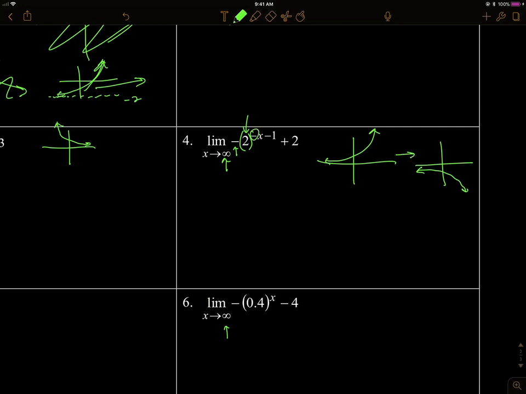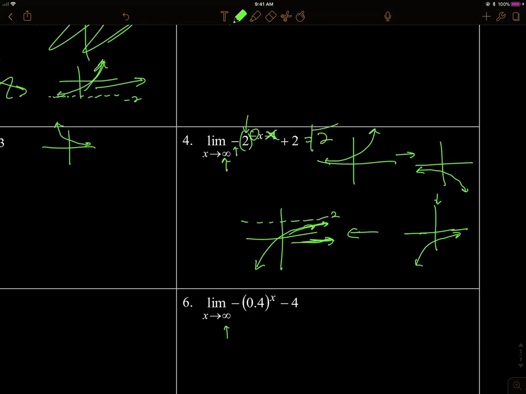This negative sign means I now reflect it horizontally, so now it's this. I don't care about this. Shifting left or right is not going to affect my end behavior limit. +2 shifts it up 2. So I bring my asymptote up 2. There's my graph. The limit as x approaches infinity means I'm going as far right as possible. It's that bounded approach on 2. So this is going to be 2.